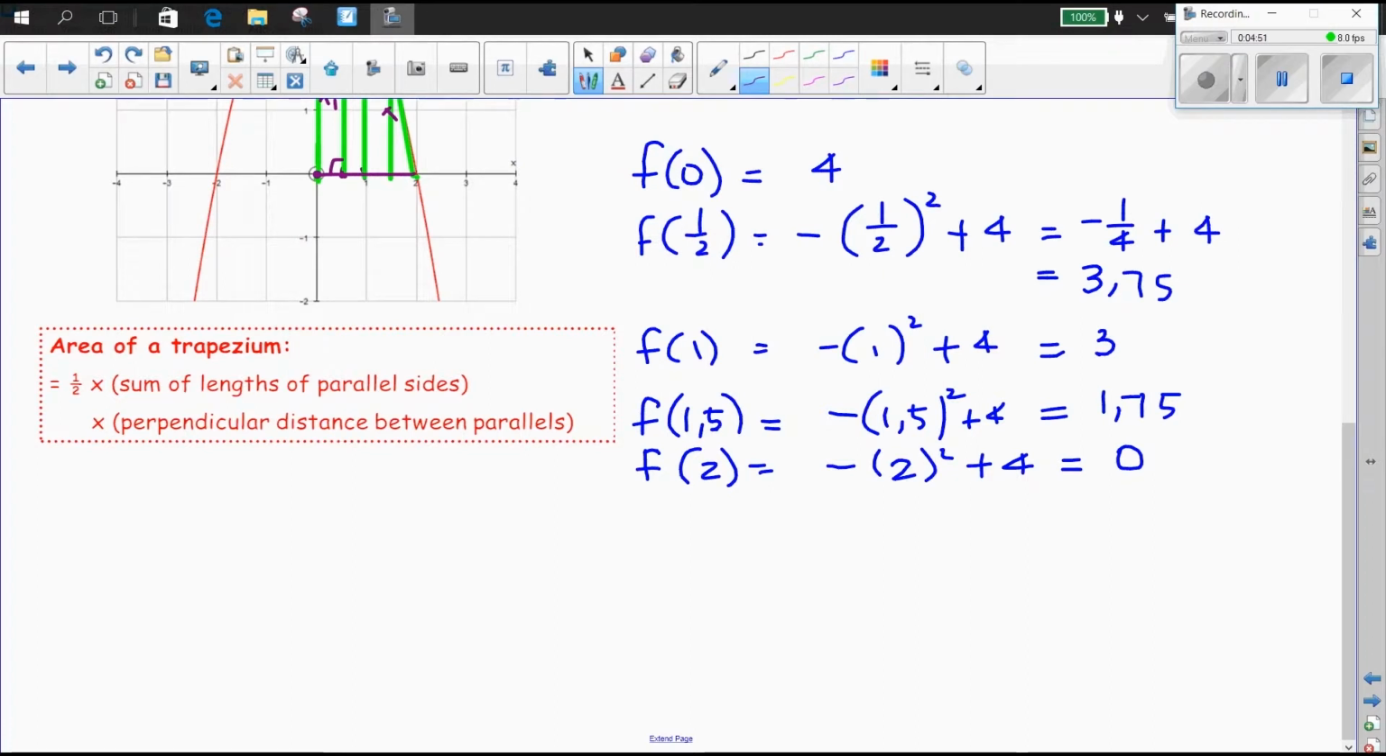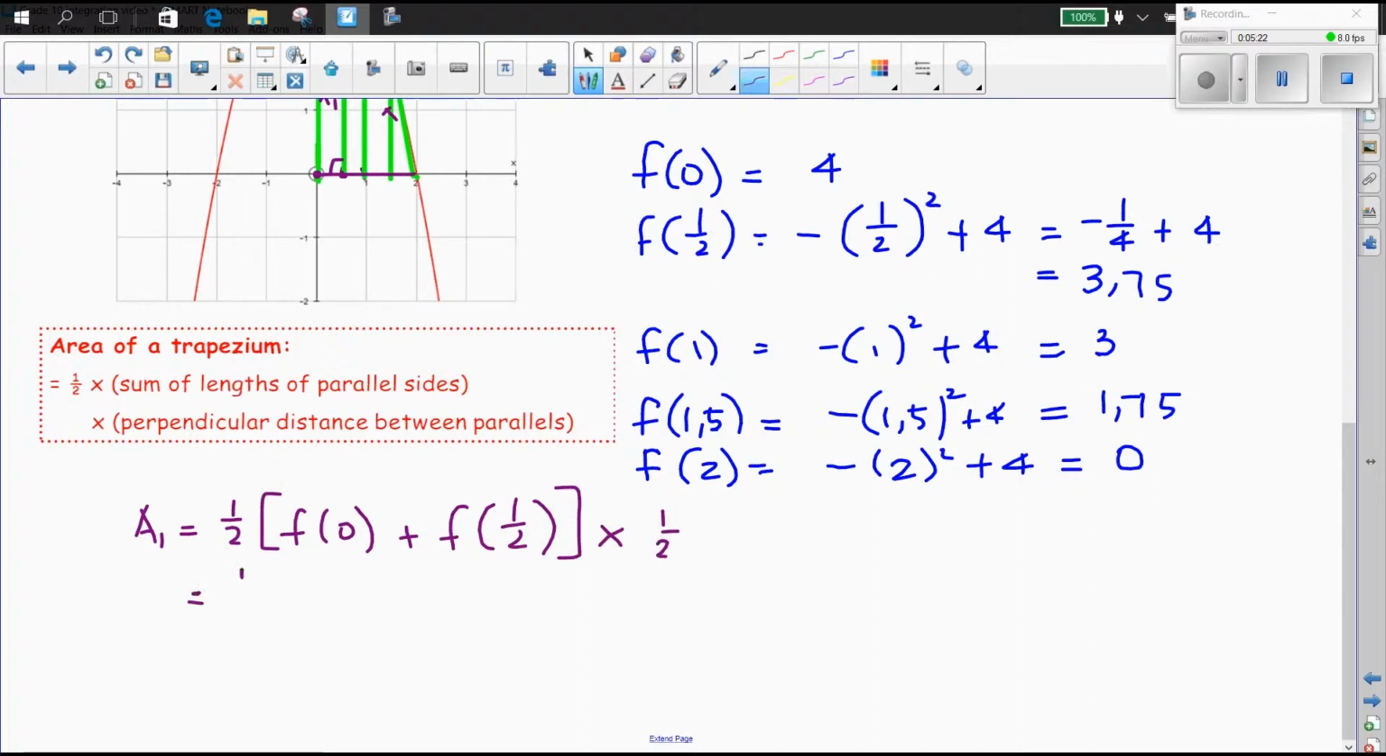So let's work out area 1. Area 1 is going to be half the sum of the parallel sides. That means, what is the y value at x equals 0? It's going to be f of 0 plus f of a half, multiplied by the perpendicular distance between the parallels, and in this situation it is a half. So it's going to equal a half.